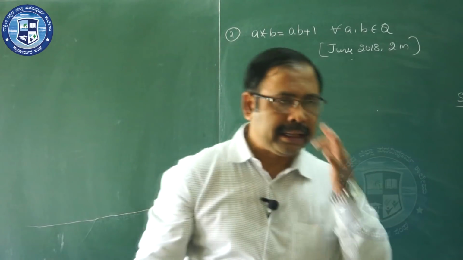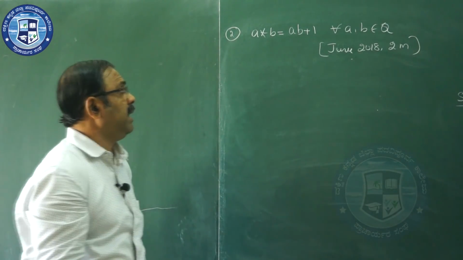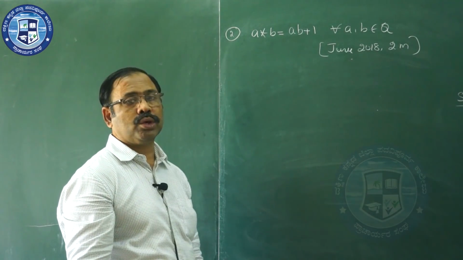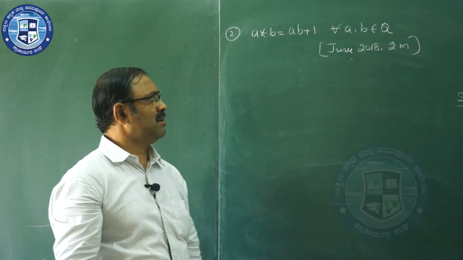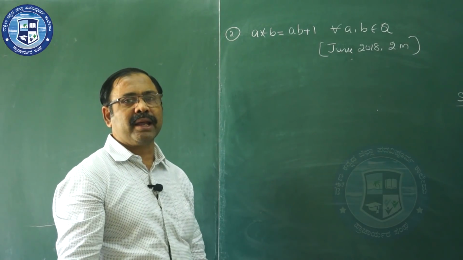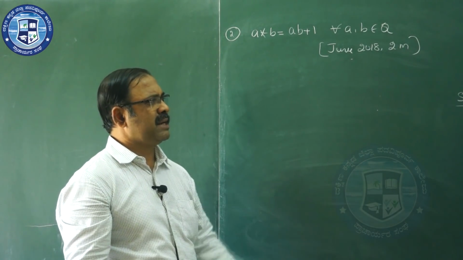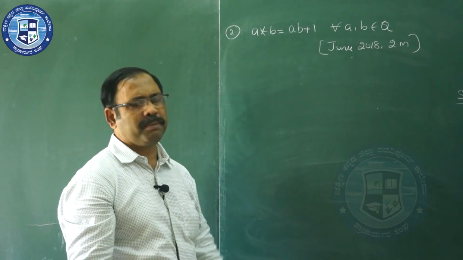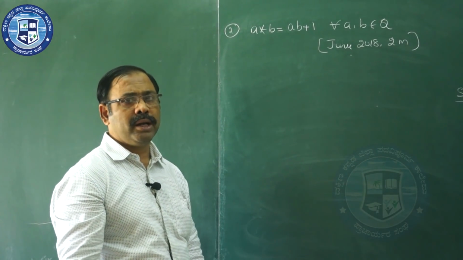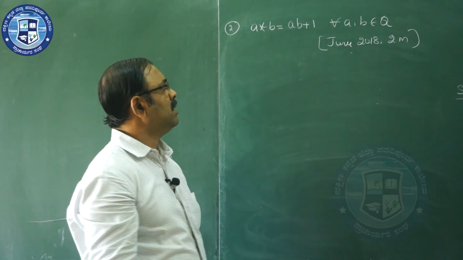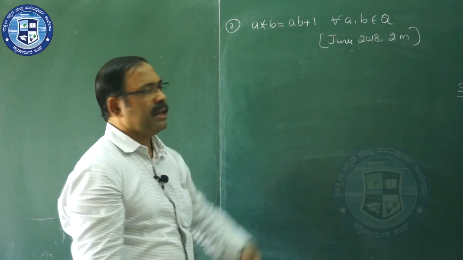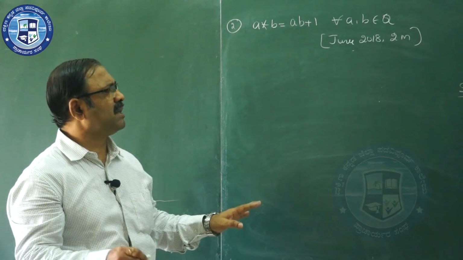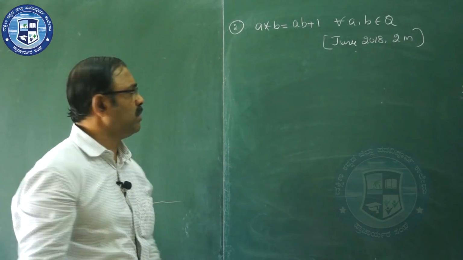See, A star B is given by AB plus 1 for all A, B belonging to Q. Q means the set of rationals. This question appeared in one of the earlier papers, because generally on binary operations, some question papers have asked a 1 mark or a 2 marks question. So, A star B equal to AB plus 1. Let us verify whether this is commutative and associative.